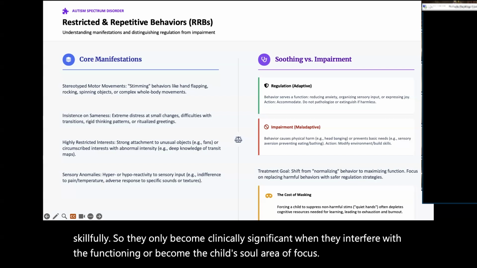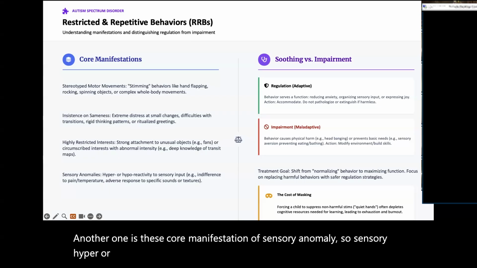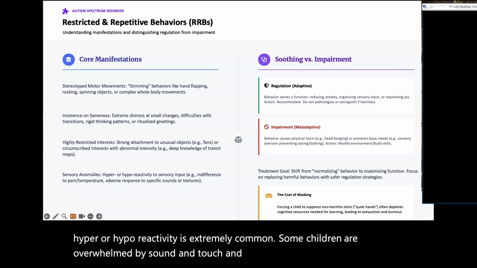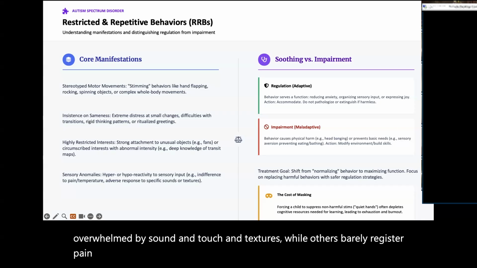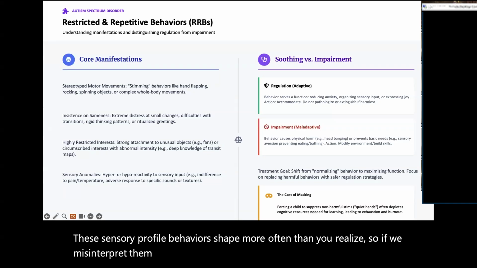Another one is these core manifestations of sensory anomalies. So sensory hyper or hyporeactivity is extremely common. Some children are overwhelmed by sound and touch and textures, while others barely register pain or temperature. These sensory profiles shape behaviors more often than you realize. So if we misinterpret them, you're going to misdiagnose them.